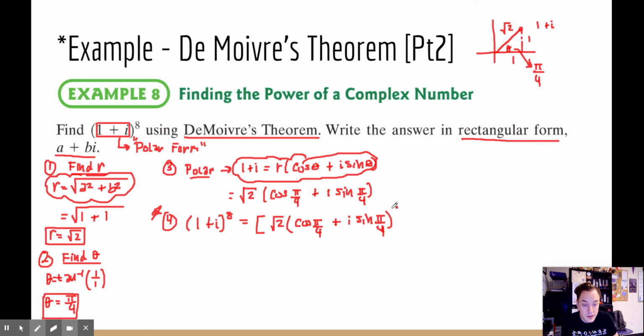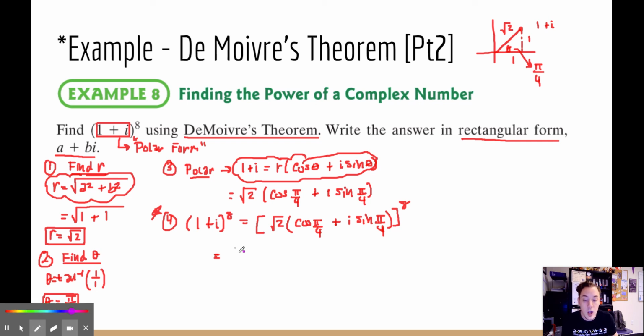It's really slow, and it's kind of driving me insane. All to the 8th power. So that's what it will look like. So I'm taking just what I found, the polar form, to the 8th power. So let's start simplifying this out. Using De Moivre's theorem, I'm going to put this in purple here.